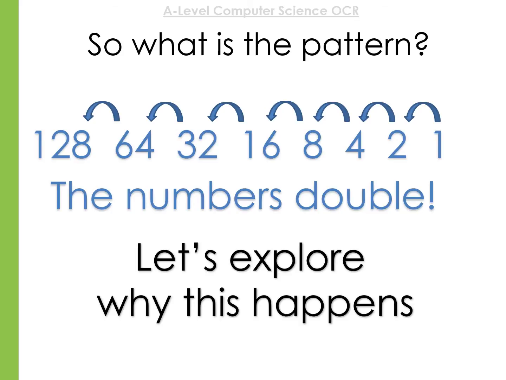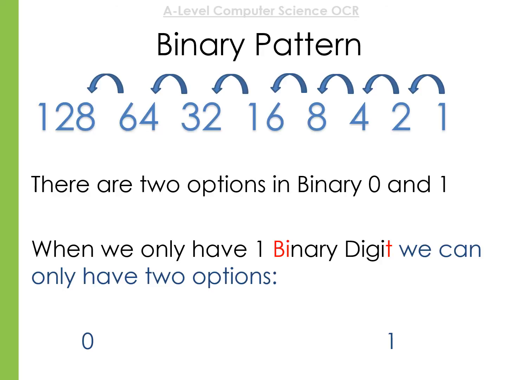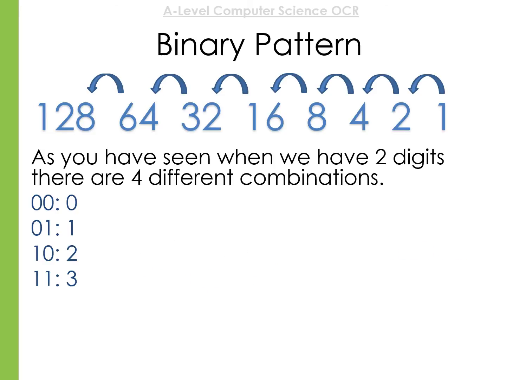The numbers in the categories double each time. Let's explore why this happens. Remember, in binary, we only have two options. Binary comes from binary digits, a bit. Each bit can be a 0 or a 1. As you've seen, when we have two bits, or two binary digits, we can actually have four different combinations. Now, don't get confused that the third value in our sequence is 4, because remember, we start at 0. We can make the combinations 0, 1, 2, and 3.